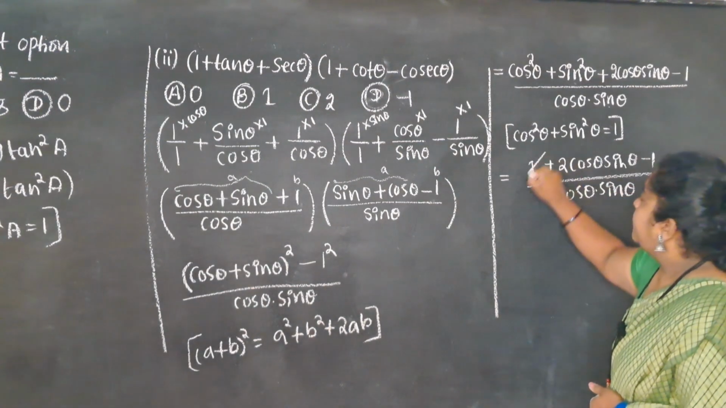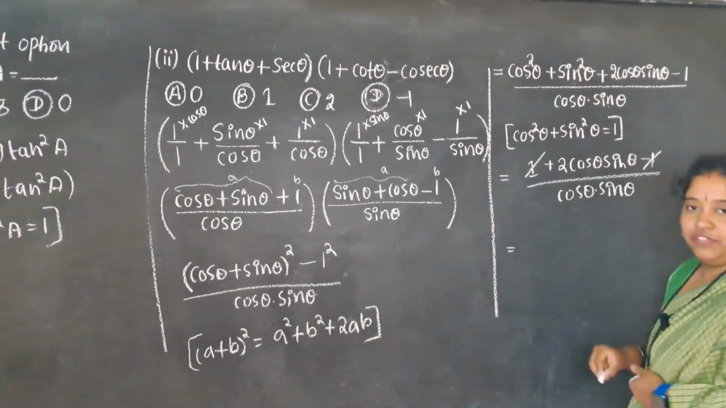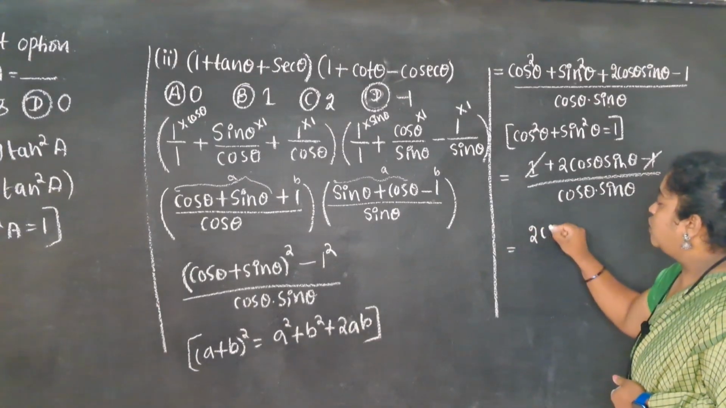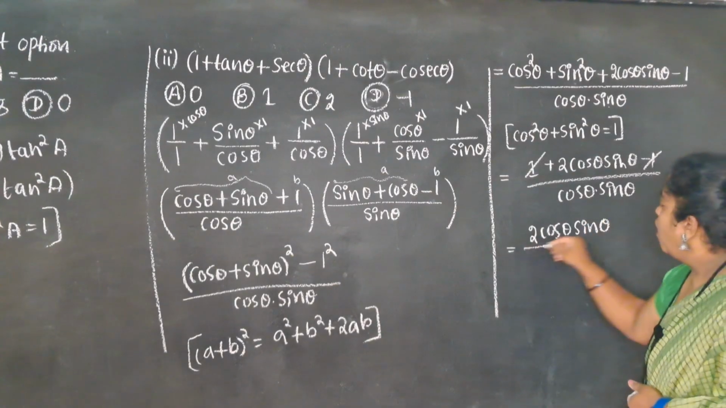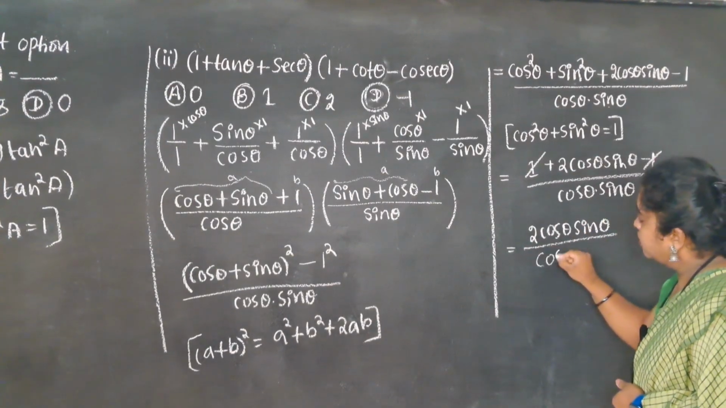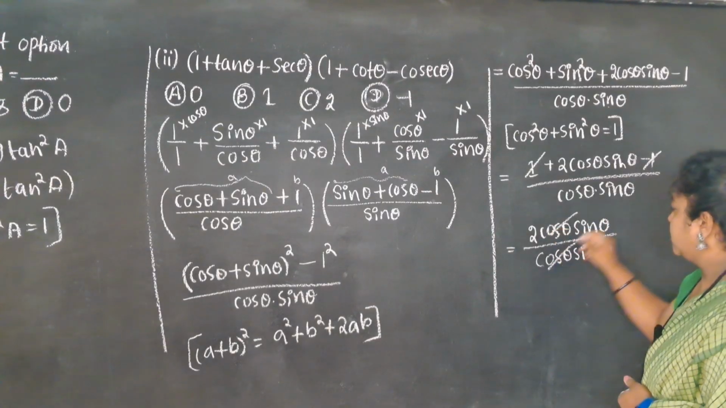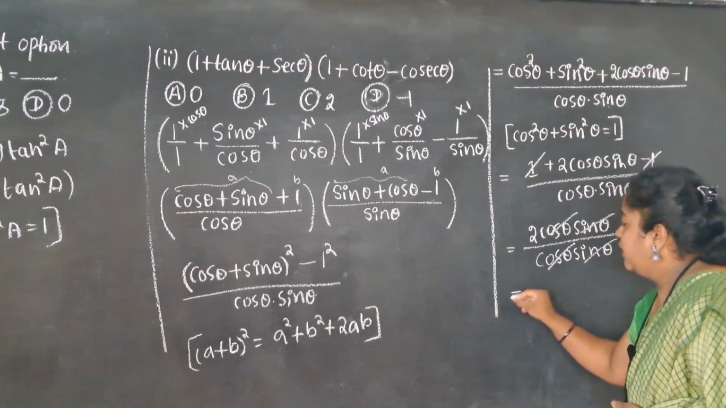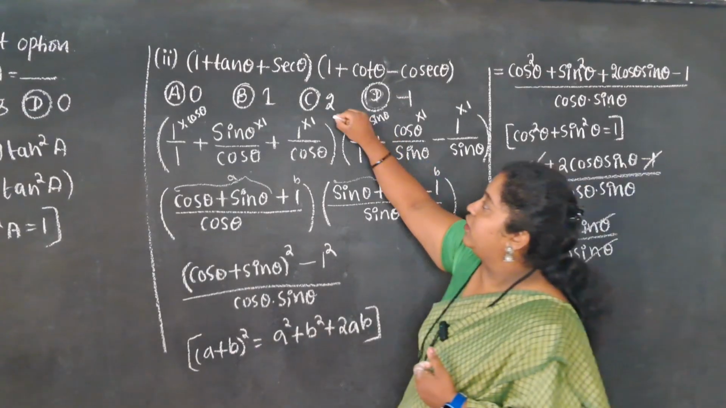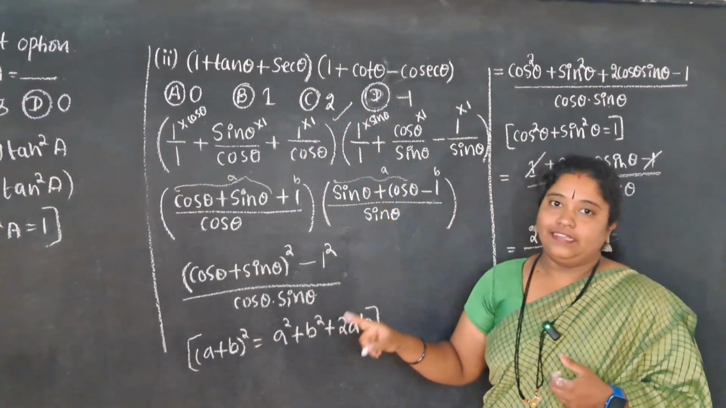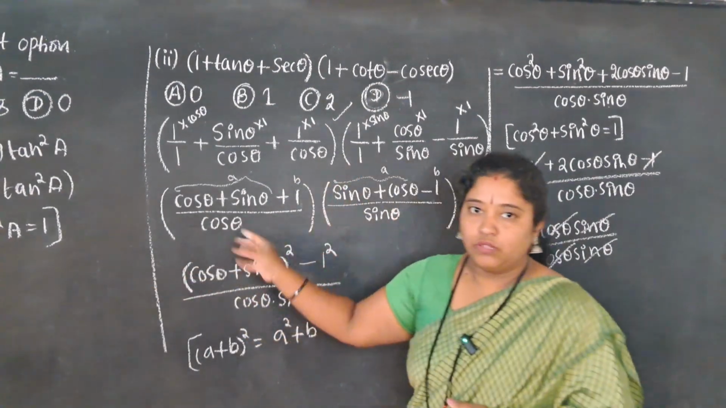Yes or no? Plus 1 minus 1 got cancelled. What am I left with, dear? I am left with 2 into cos theta into sin theta whole divided by cos theta into sin theta. See, cos theta, sin theta cancel. What is the answer, dear? I got 2. So the final answer I got is 2. That is option C. Understanding? So these are the 2 questions. We'll move to the next question.